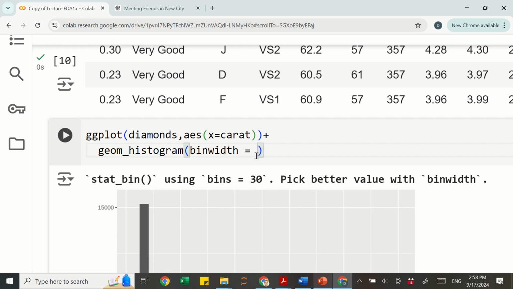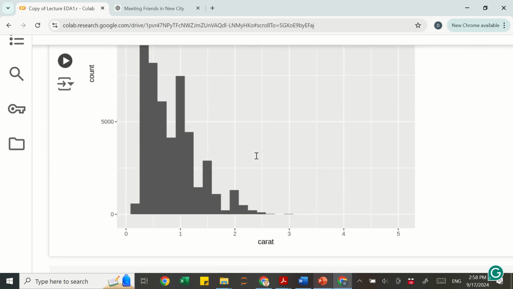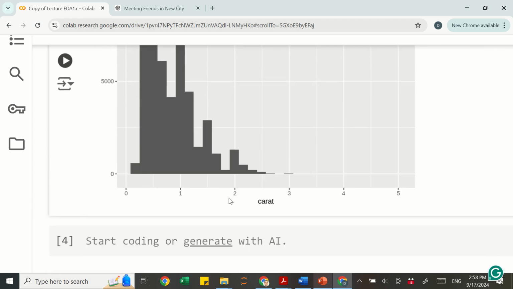So the bin width we use depends on the variable, right? Because in this case, the variable is carat. So if I use 0.5, it's going to take the size from 0 to half. So to this part.